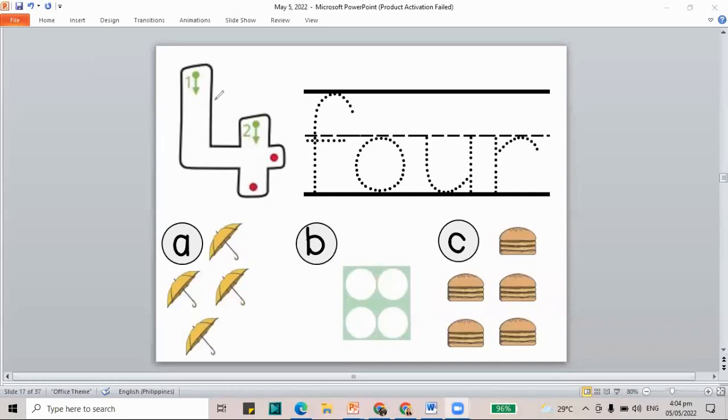F-O-U-R. That's the word four. So let's make our number four. Line down, line to the right, go back up, a straight line down. You have number four. Let's spell it out again. O, U, and R, that's four, the word four. Now let's check our sets here. What picture shows four things?